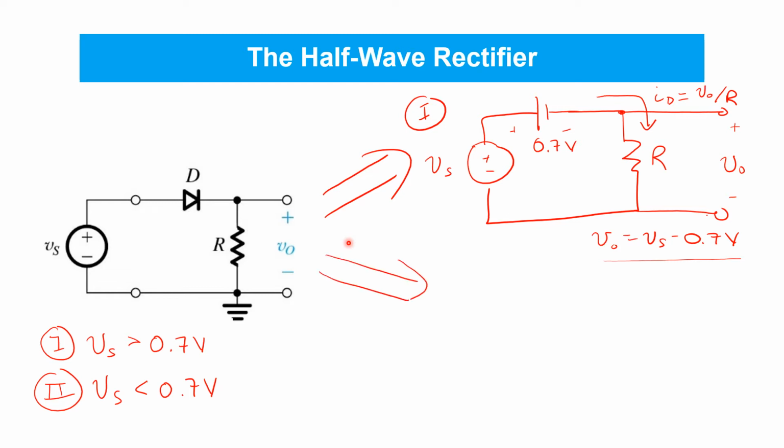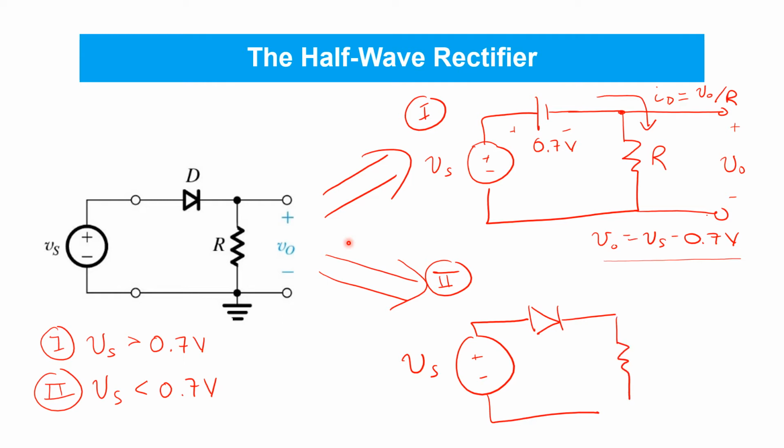The second case of interest is case 2, where Vs is less than 0.7 volts. In this case, there's insufficient forward voltage appearing across the diode D to allow current to flow in the forward direction. Therefore, the diode's off using a constant forward voltage drop model, and we can therefore replace it with an open circuit. So in this circumstance, the voltage that appears at VO is simply 0 volts. Because there's an open circuit, there can be no current flowing here. And with no current flowing through the resistor R, we're going to see 0 volts across it.